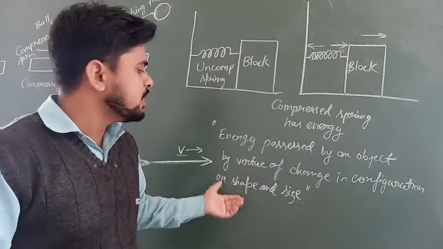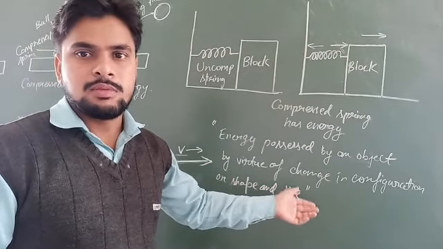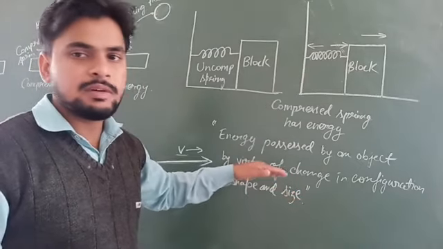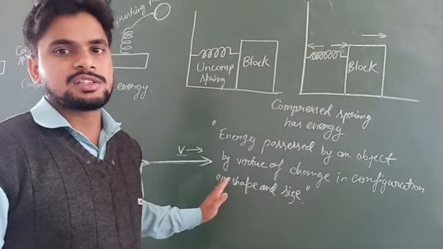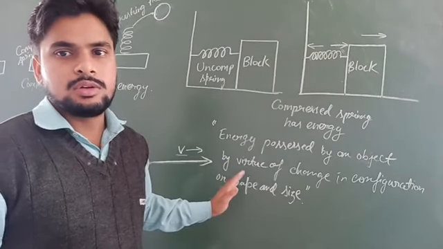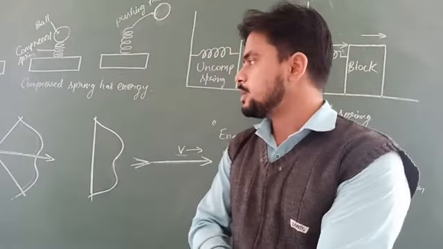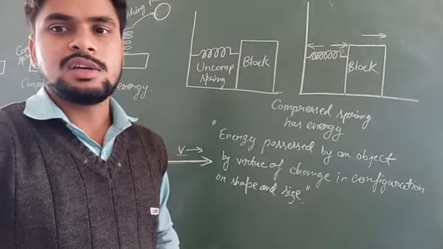That's why it is also known as elastic potential energy, because the energy is produced as we have done work against the elasticity of the object. Okay students, so I hope elastic potential energy is clear to you. Now we will come to gravitational potential energy.